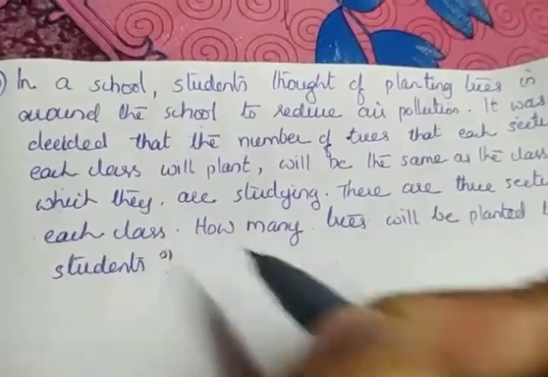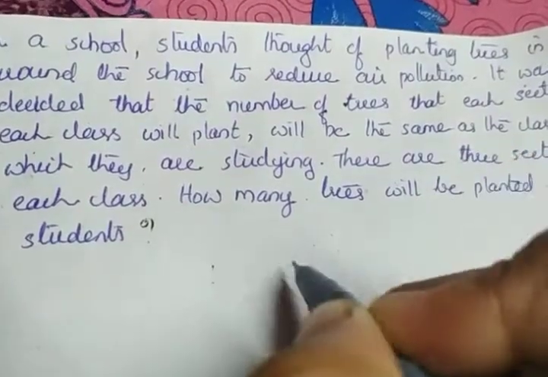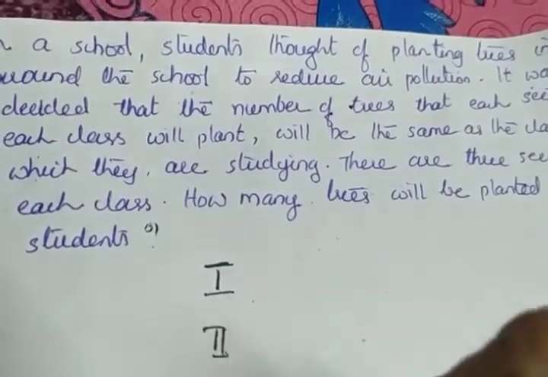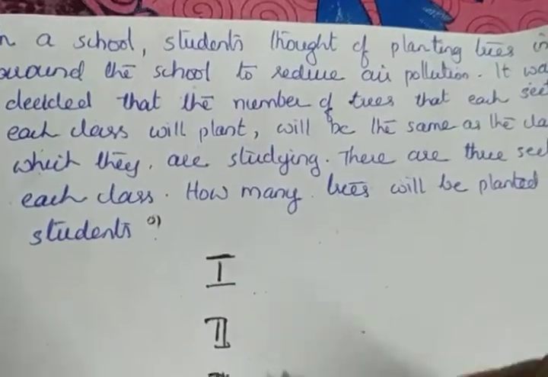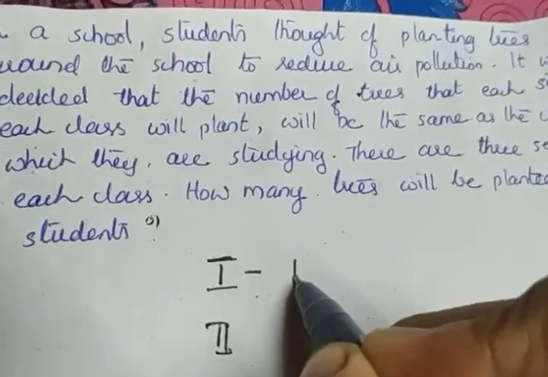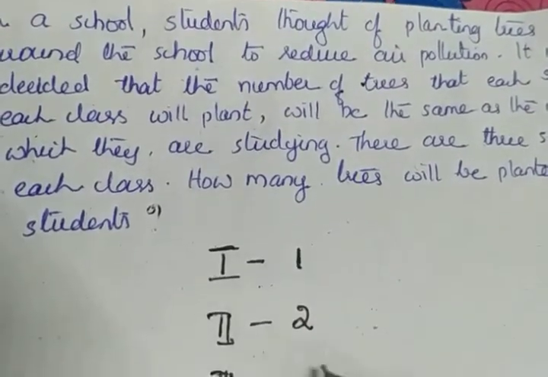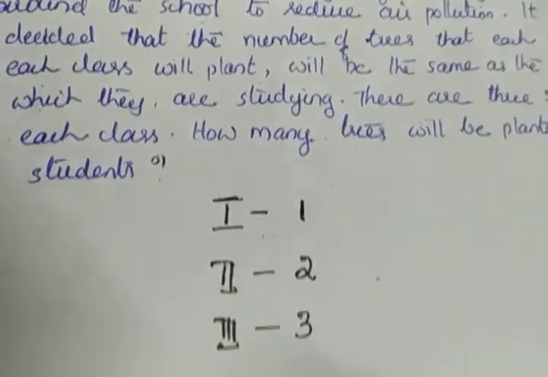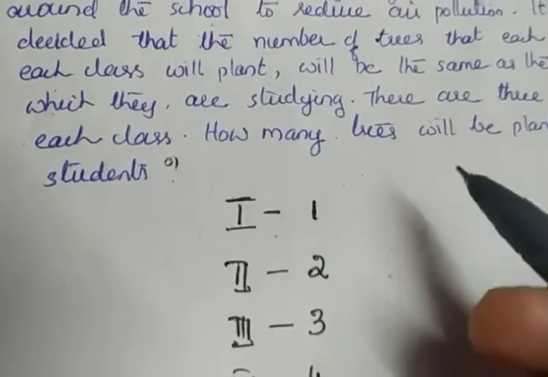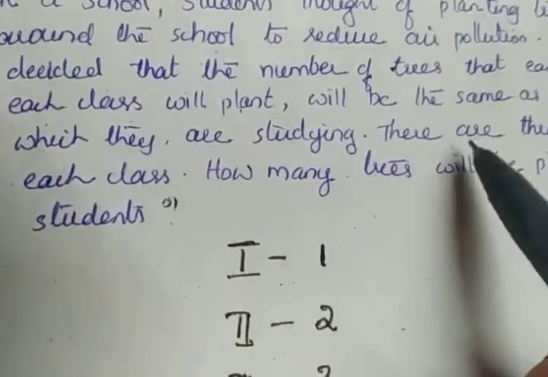So suppose the school is having classes. In the question itself, it is said that the school is having classes from 1 to 12. Okay, so 1, 2, 3, etc. up to 12. First standard students will be planting 1 tree. Second standard will be planting 2 trees. And third standard will be planting 3 trees. Likewise, fourth standard will be planting 4 trees, like that. And it is said that each section of each class will plant trees, and there are 3 sections.